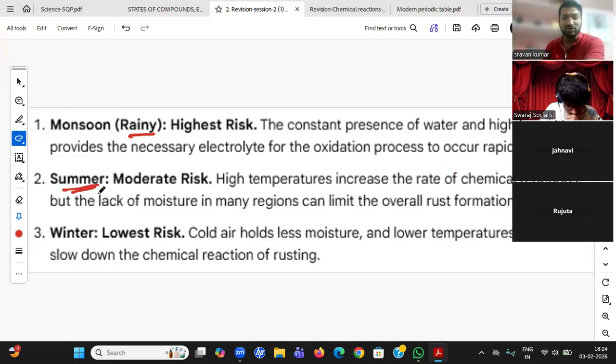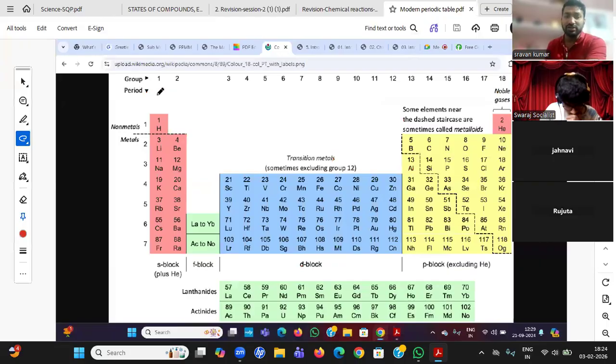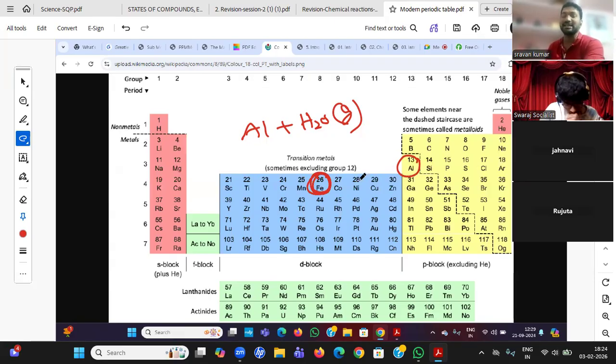Second is summer, student. Why, sir, summer? You have seen in the modern periodic table, whenever I increase the heat, aluminium will not react with water, but it will react with steam, water in the gaseous state. That means whenever temperature is increasing, the metal is more reactive. Like iron will not react with cold water, nor with hot water, but iron will react with steam. That means whenever temperature is increasing, the metals are more prone to reactiveness.